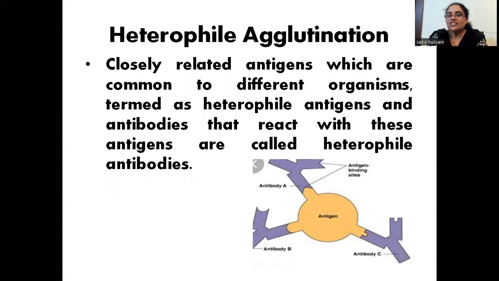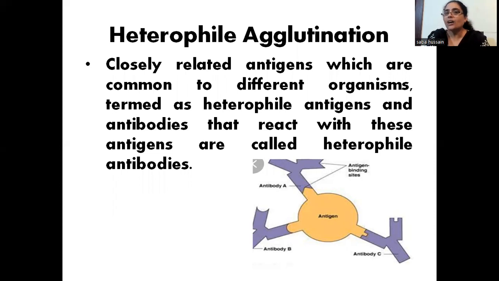The next type of agglutination test is the heterophile agglutination test. And what is heterophile? It's closely related antigens which are common to different organisms. That means certain kinds of antigen may be shared. And what is an antigen? An antigen is just a chemical combination of different kinds of amino acids, proteins, and carbohydrates. Basically, an antigen is a molecule having different sites, antigenic sites, which are the units where the antibody will combine. So it's a chemical structure.